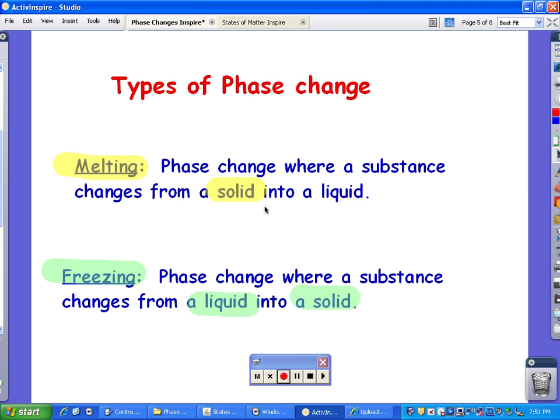Let's get into the types of phase change. These are pretty basic, and I assume you know most of these. Melting: a phase change where a substance changes from a solid to a liquid. Again, this is review at best. You know what melting looks like. You leave a piece of ice on the counter, it will turn into water.